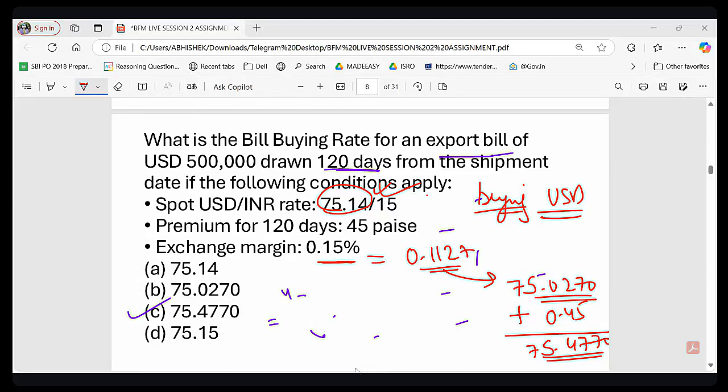I hope it is clear. Right, just type clear in the chat box. And if you have any doubt, please type. Okay. Now let's move forward to the next question.